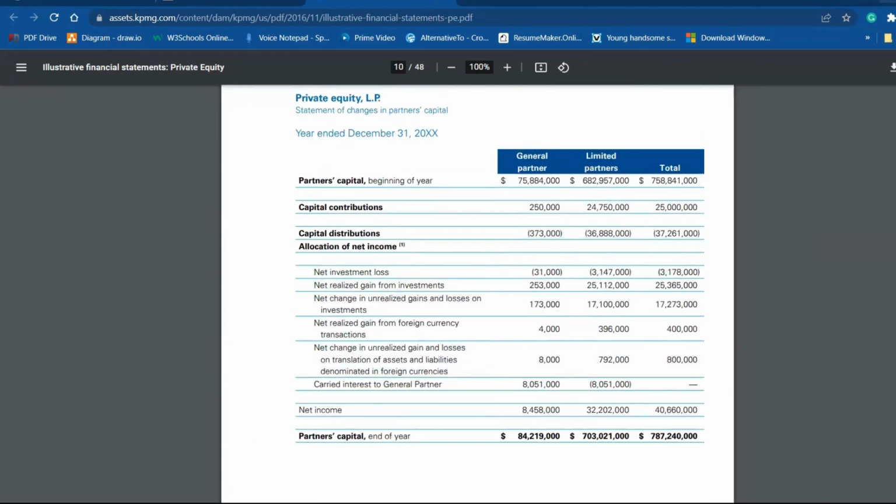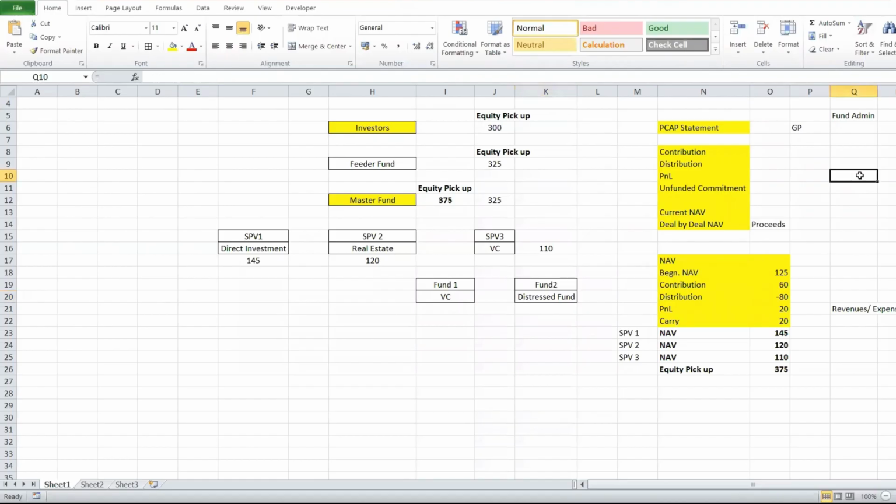So this is what I wanted to cover, and now you must have understood the concept of the fund structure. Strategies you understood, fund structure you understood, single manager, multi manager you understood, equity pickup, what the elements of the PCAP statement are, and how we have to calculate the NAV: asset minus liability, and this formula also, beginning NAV plus this one. So this much you understood. Do you have any problem with it?